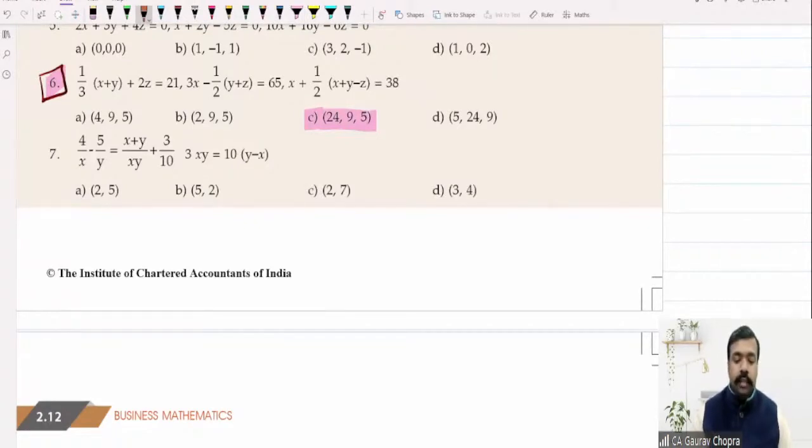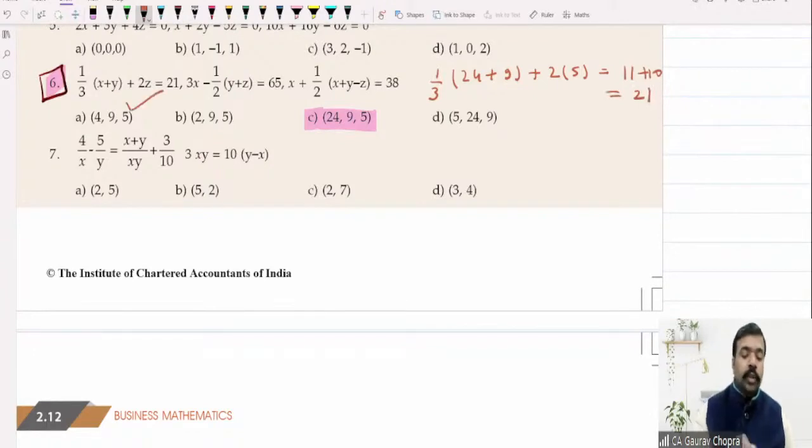Let me check randomly. If I check the first equation, it says 1 by 3 of 24 plus 9 plus 2 of z, that is 2 into 5. Now what is the result we are getting? 24 plus 9 is 33, and 33 by 3 gives 11, plus 10, it is 21. So it is matched, hence option number C is correct. All of you have given the correct answer.